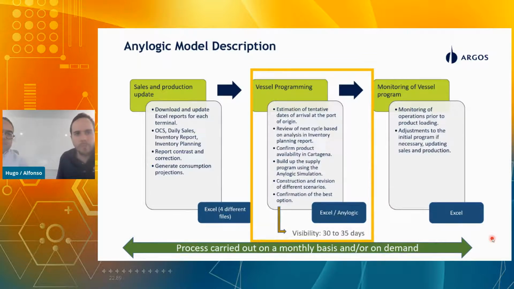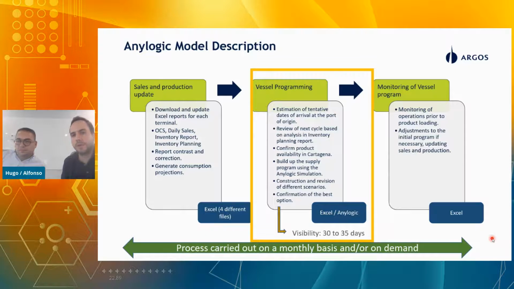So basically, what we were able to optimize using the model, the previous description of the model, we were able to extend the visibility to 30 to 35 days. Now we are able to construct and revise different scenarios without having the need to build up different Excel files. Using this simulation, we are able to confirm the best option after building and reviewing the different scenarios.